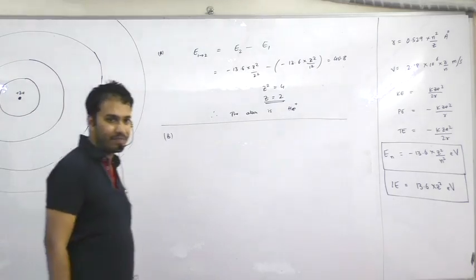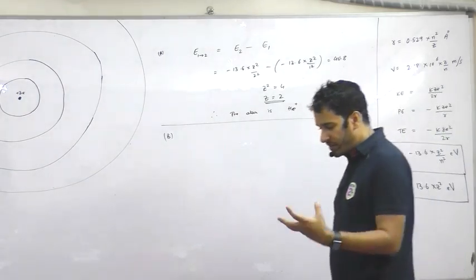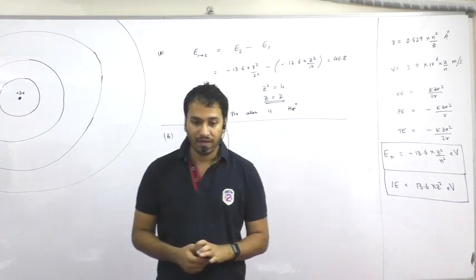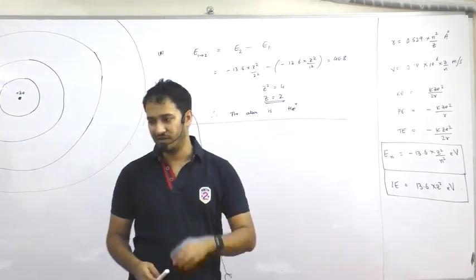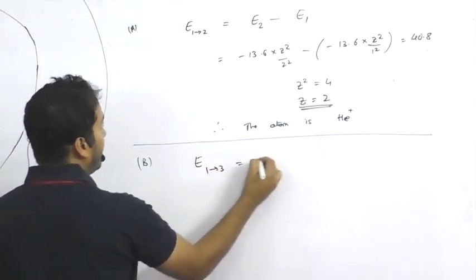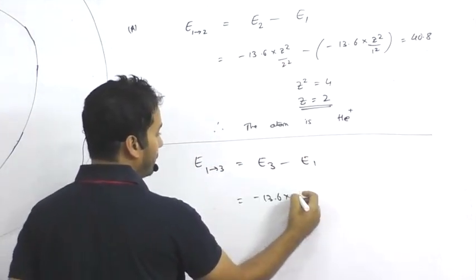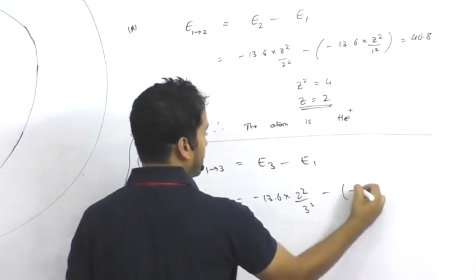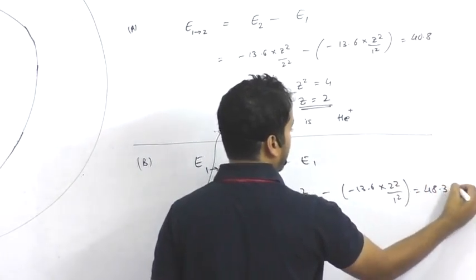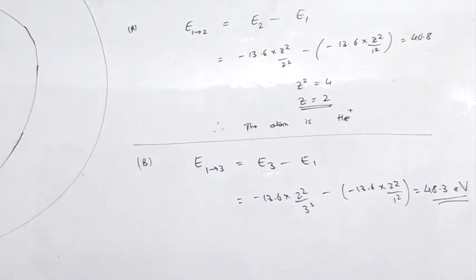How can it be minus, yaar? In chemistry, always remember, if you have to give energy, then that energy will always be positive, and if energy is released somewhere, that energy is negative. Alright, energy required to take the electron from 1 to 3, this will be E3 minus E1, so minus 13.6. Now Z we know, so 2 square by 3 square minus 13.6 into 2 square by 1 square. This I think will come to 48.3 electron volts.